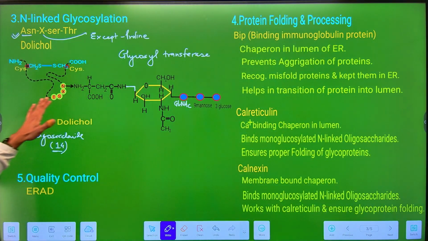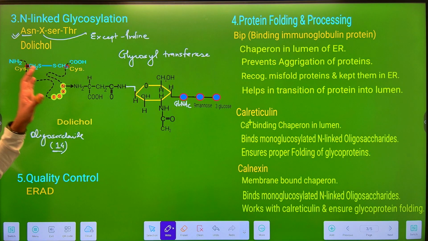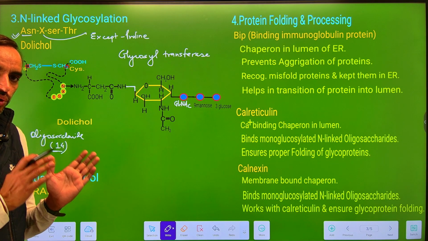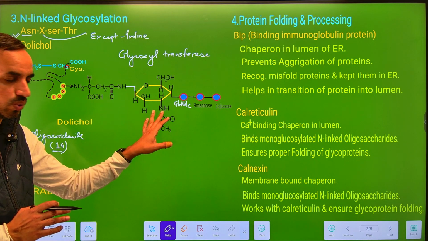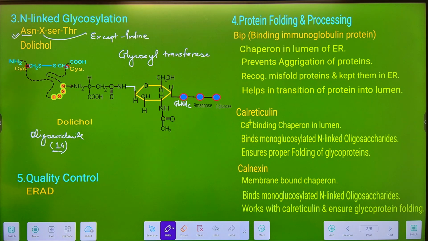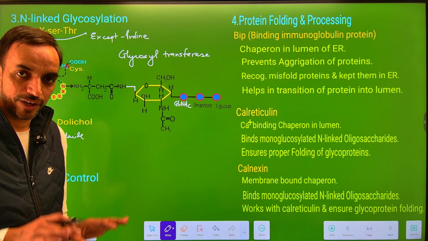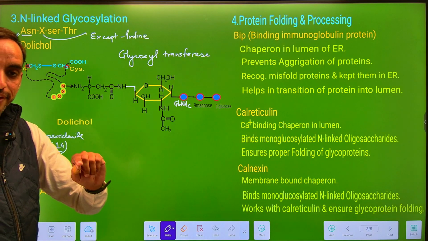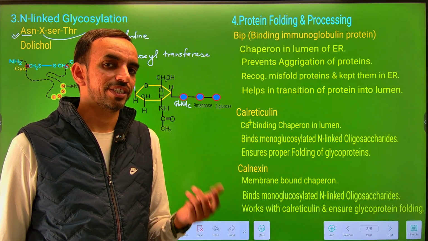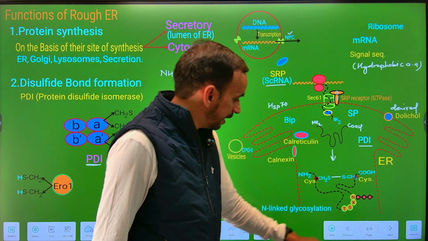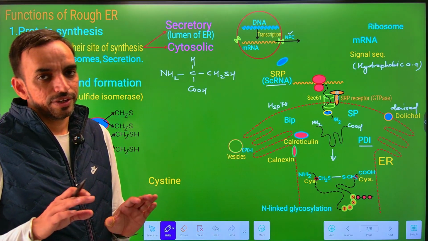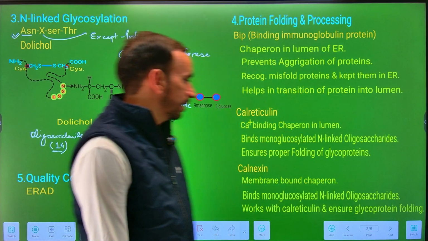So if a protein contains this sequence, there is glycosylation in the form of oligosaccharides, and these oligosaccharides are made up of 14 monomeric units that include 2 units of N-acetyl glucosamine, 9 mannose and 3 glucose. The process is carried out by the enzyme glycosyl transferase, and this is called N-linked glycosylation. Here the sugars are added in the form of an oligosaccharide onto the N terminus of asparagine amino acids. That's why it is known as N-linked glycosylation. It occurs within the lumen of the endoplasmic reticulum, so it is another function of the endoplasmic reticulum.